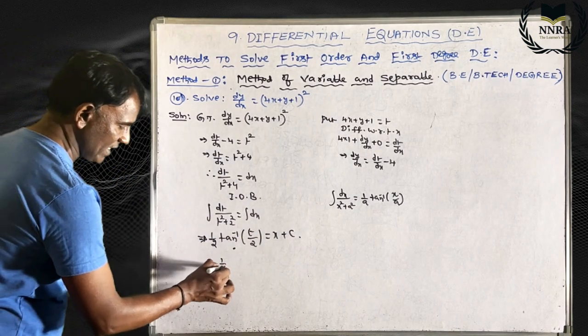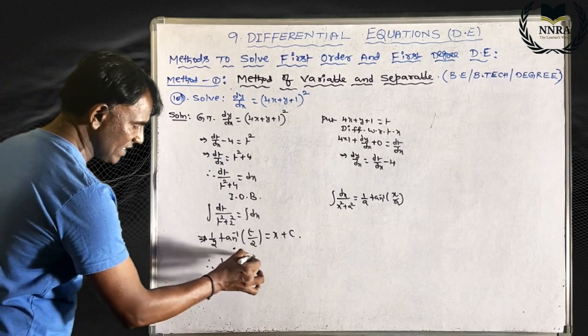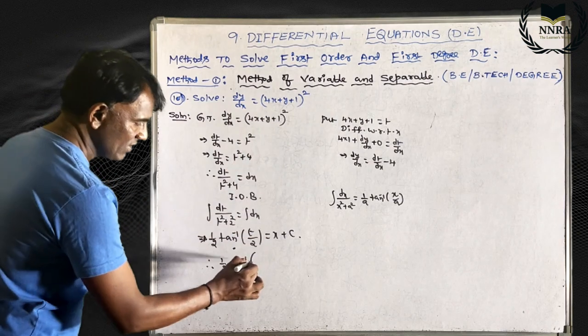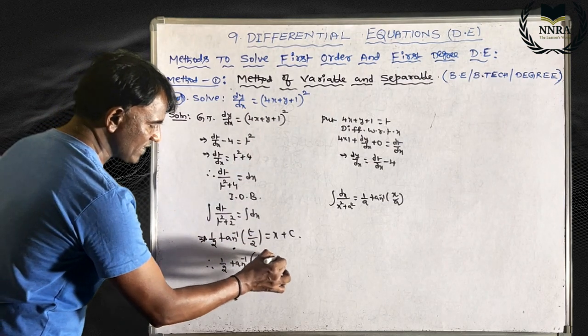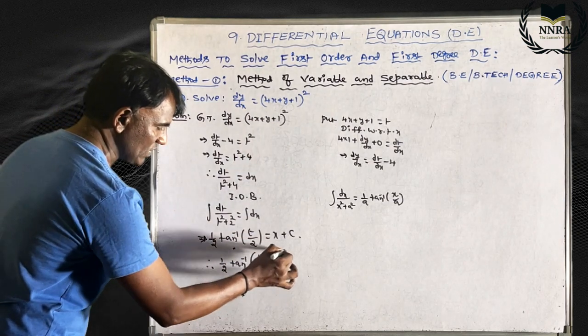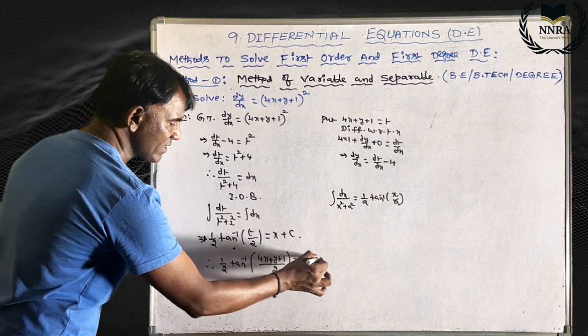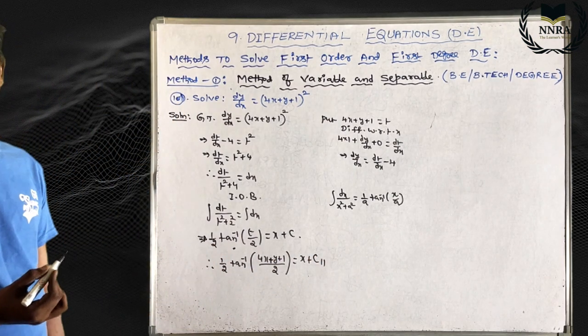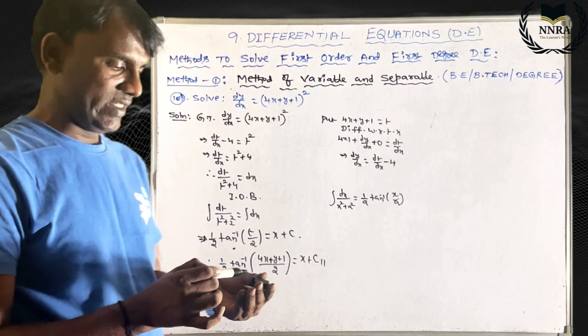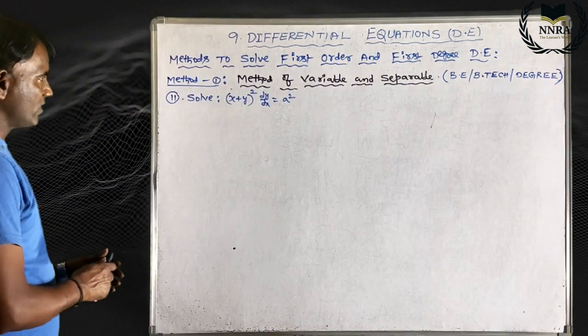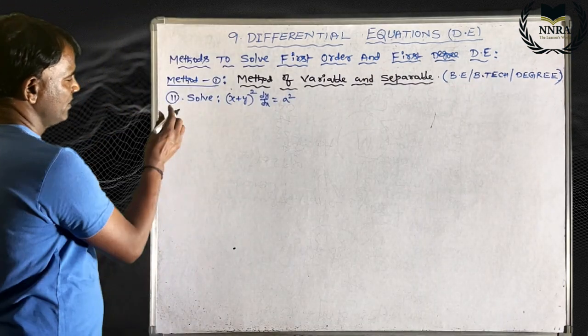So 1 by 2 tan inverse of, what is t? 4x plus y plus 1 divided by 2 equal to x plus constant. That is the final answer, I mean the required general solution. Now this is question number 11.